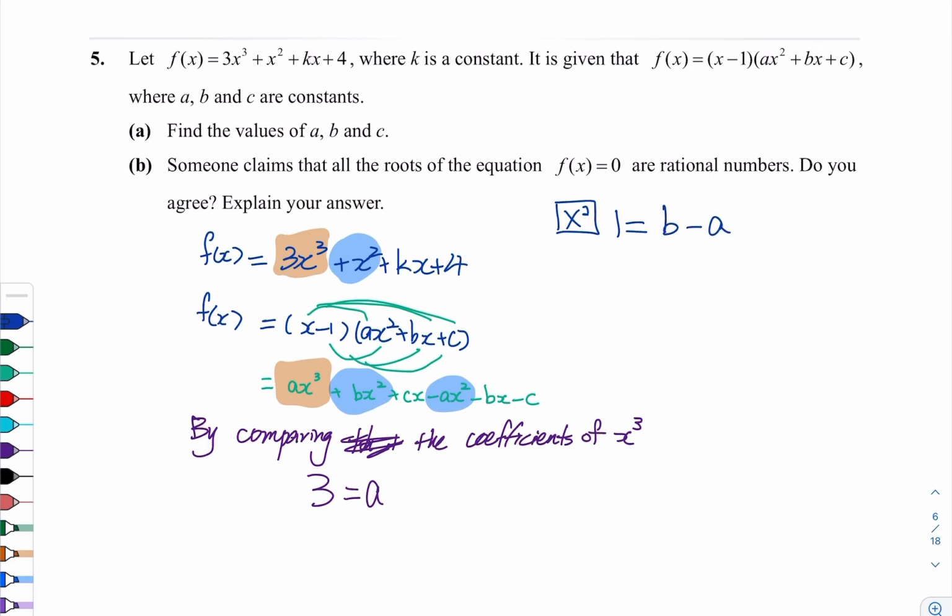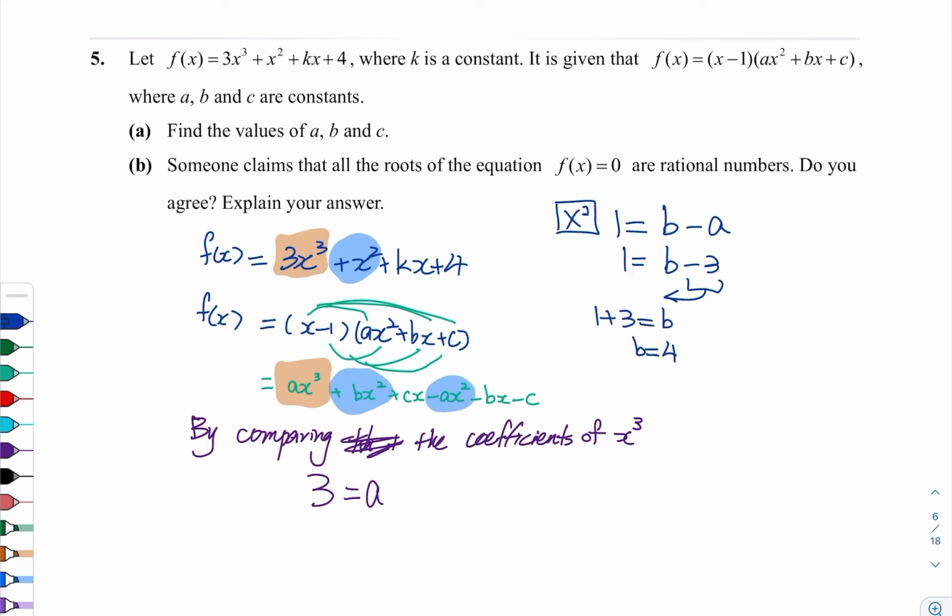Do I know any of these values? Yes, I know the a value. A value from where? From the first part. So I will replace that. 1 equals b minus 3, and this negative 3 goes to the other side. It will be 1 plus 3, and so b is 4.